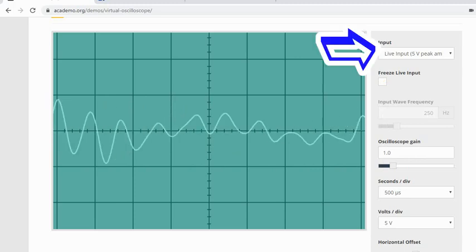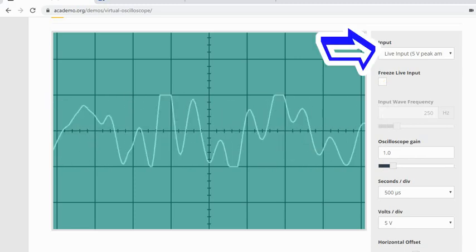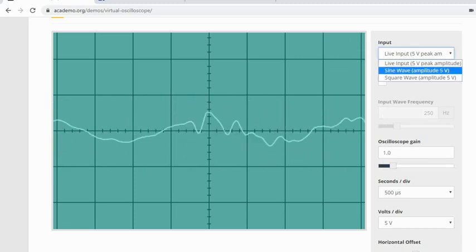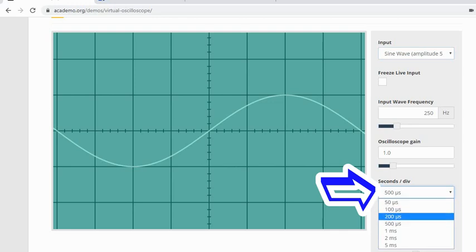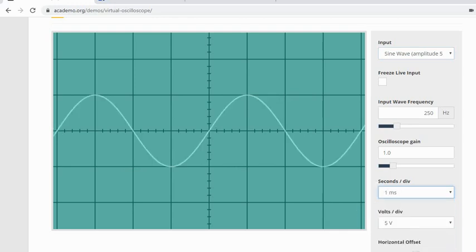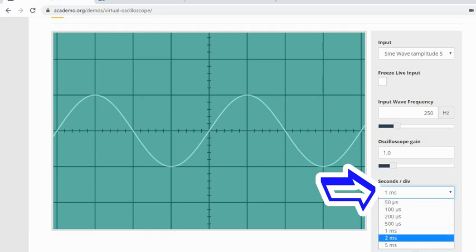Now over here under the input box, I'm going to change this from live input to sine wave. And now you can see a static wave is produced, and it is a sine wave that's being displayed. And I'm going to go ahead and change the seconds here to 1 millisecond. You can see that the wave got smushed a little bit. So in this case, the oscilloscope is just taking a regular sine wave and displaying that for us.